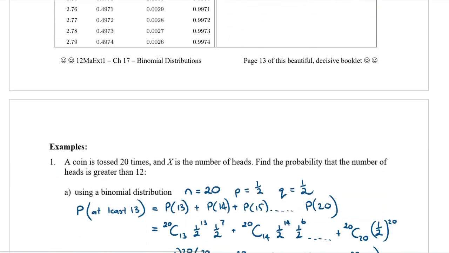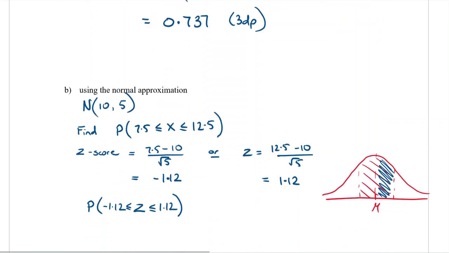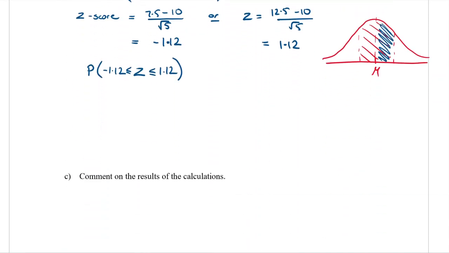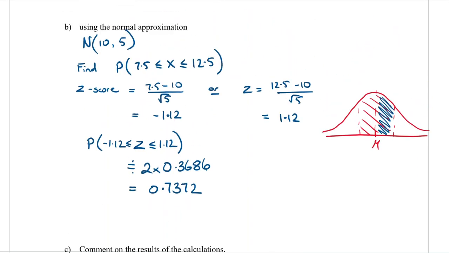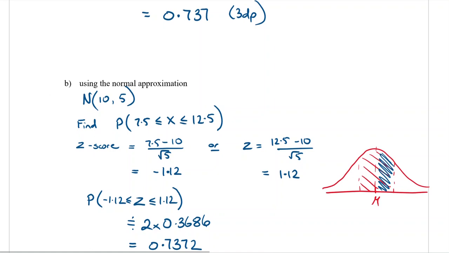So, slowly scrolling through all my tables. It is approximately 2 lots of 0.3686, which is 0.7372. How close is that? The first one was 0.737 and very, very close. So that continuity correction actually made a really, really close answer.